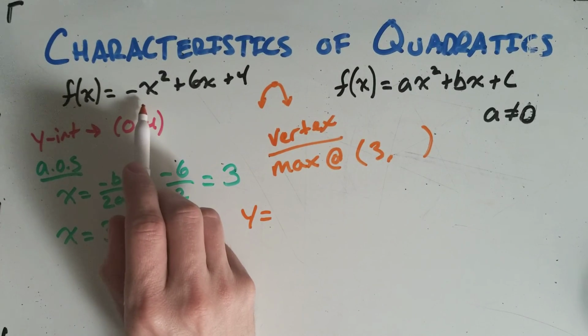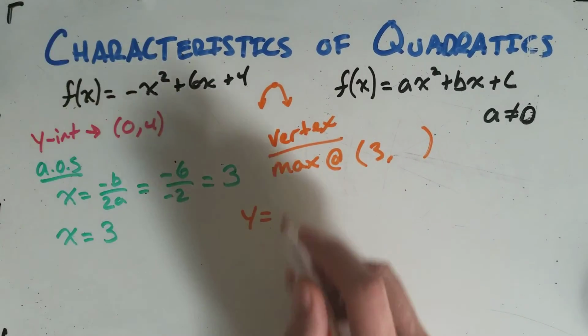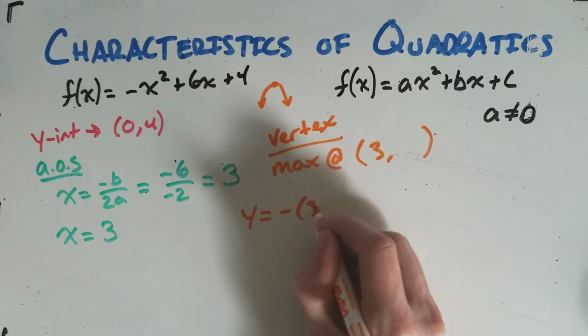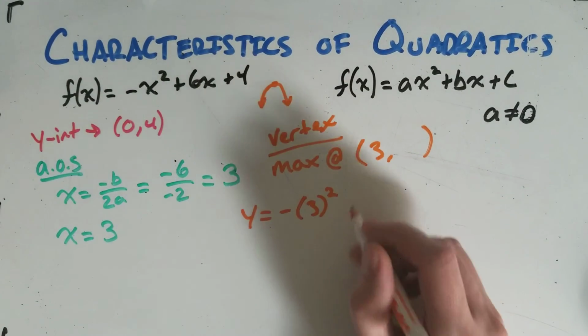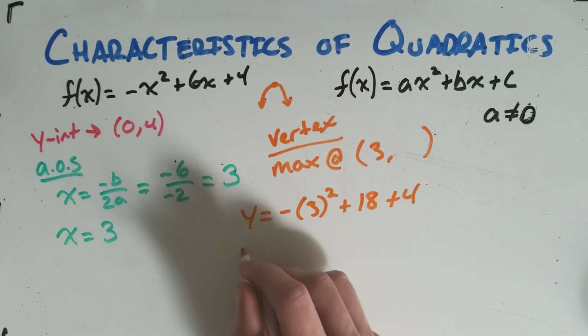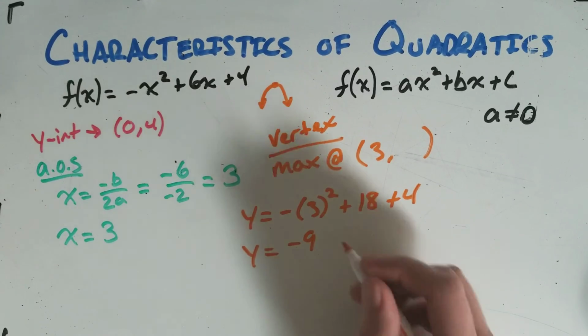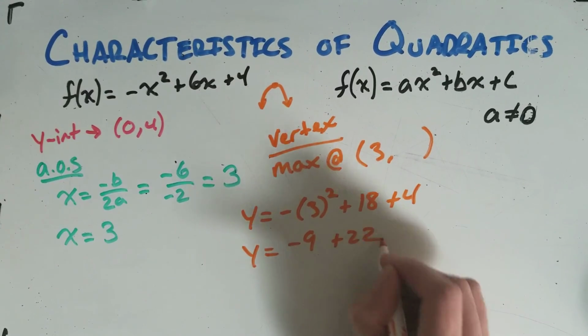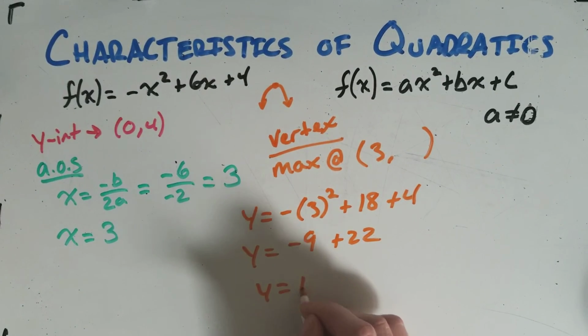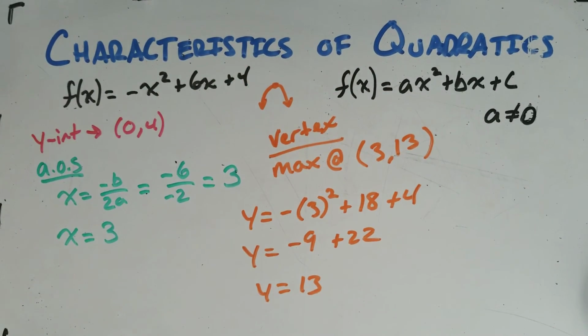Be careful here. It's not the quantity negative x squared, it's the opposite of whatever x squared is. So you would write it like this. The opposite of 3 squared plus 6 times 3 is 18 plus 4. 3 squared is 9. The opposite of that is negative 9 plus 22. So y should equal 13. So our maximum value is 13.